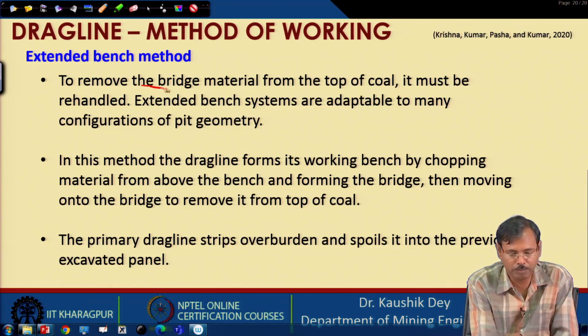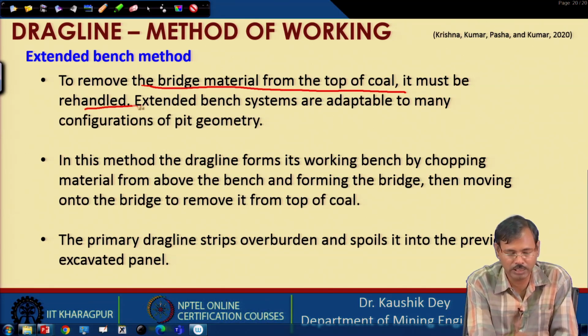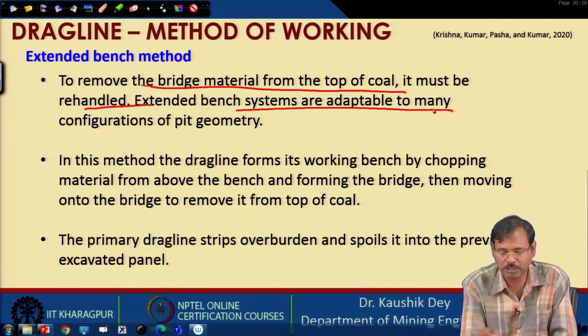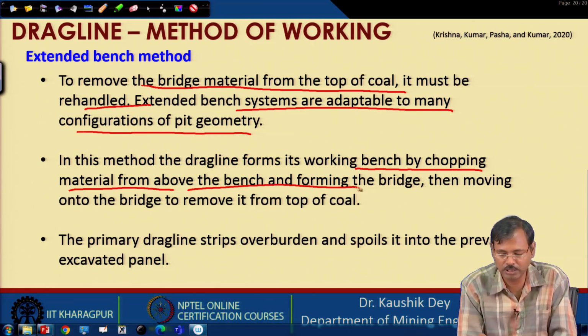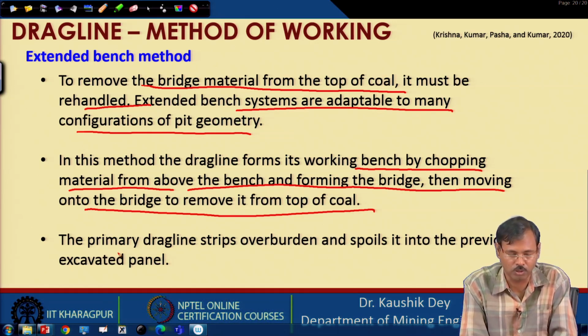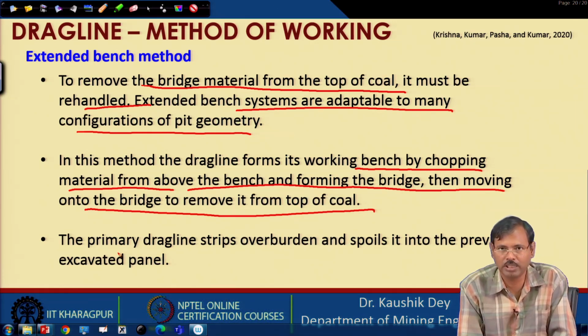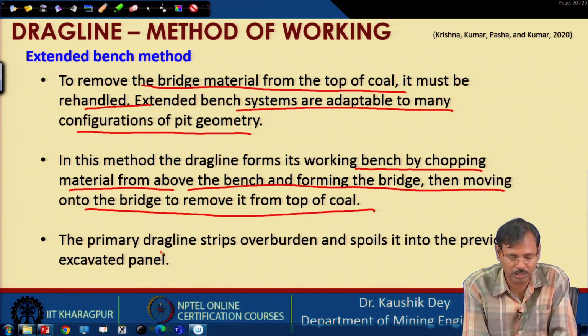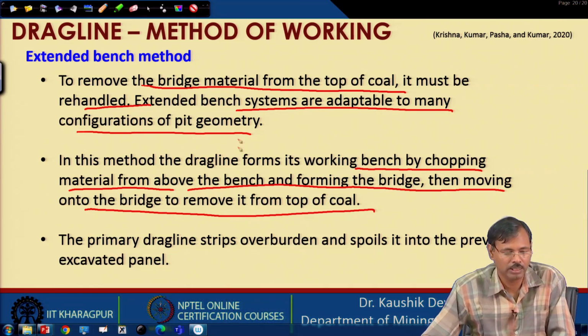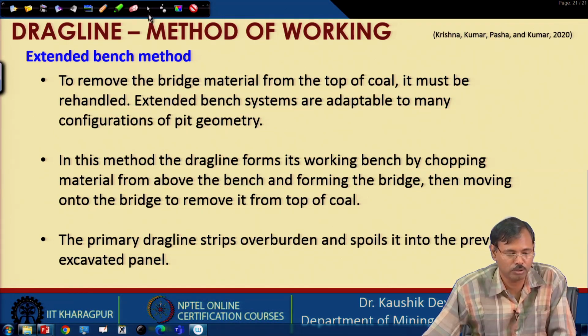Then, to remove the bridge material from the top of the coal, it must be rehandled. Extended bench systems are adaptable with many configurations and geometries, working the bench by chopping material from above the bench and forming the bridge. So, first the bridge has to be formed, then the major portion of the material will be shifted from that extended bench, and then the bridge has to be removed from the coal top. This is the way the excavation is basically carried out.